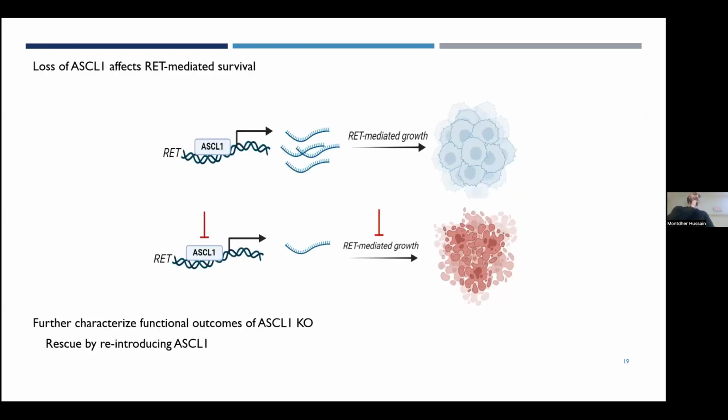So the results of the SDL screen also told us that loss of ASCL1 is detrimental to RET-mediated growth. And so now we have two pieces of data telling us that ASCL1 is able to regulate RET transcription, and as a result, loss of ASCL1 leads to abrogation of RET-mediated growth in these cells. And so my next steps would be to further characterize the functional outcomes of ASCL1 knockout on RET-mediated processes, and then try to rescue those by reintroducing ASCL1.